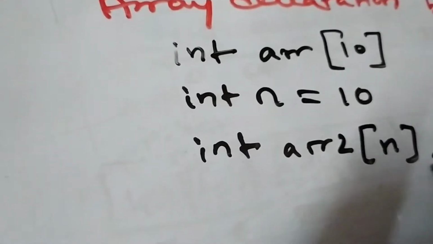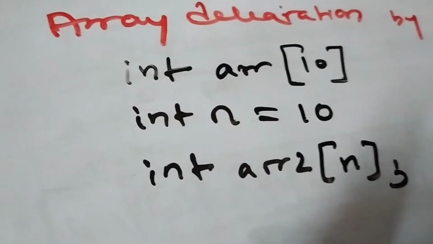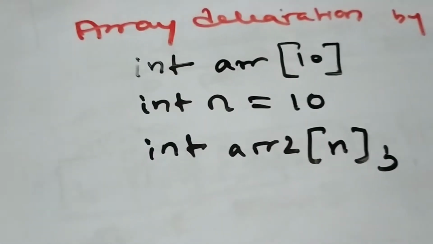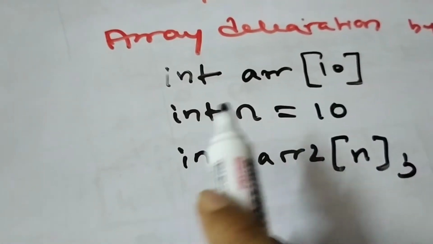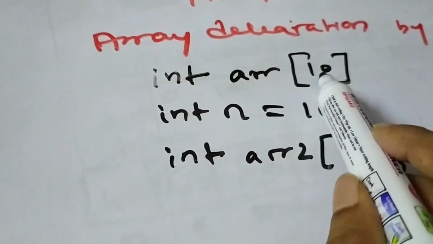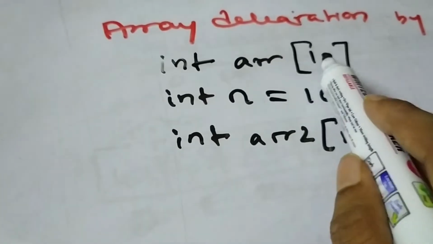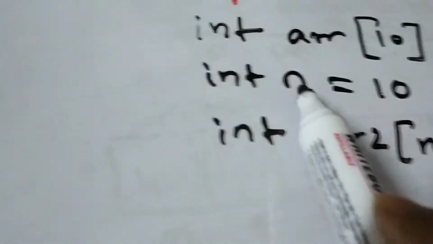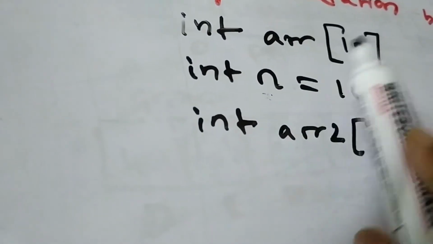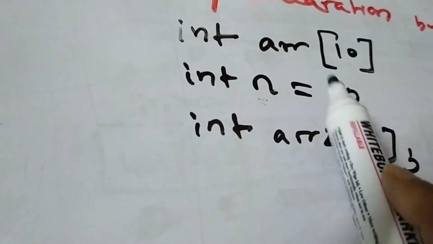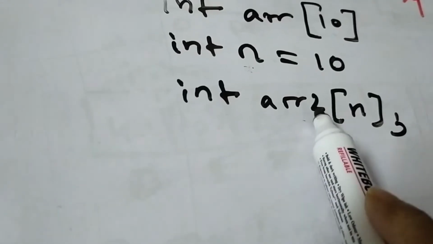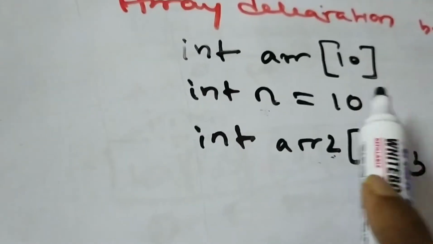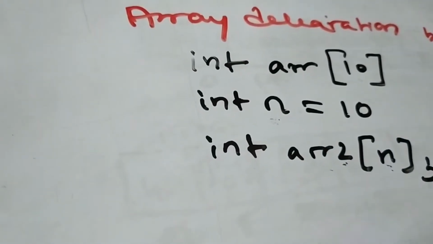In this way we declare an array by specifying its size. 10 is the size of the array, that means this array has 10 values. We are specifying another variable n and giving it the value 10. Now we are calling that array and giving the size 10. In this way we specify an array with respect to its size.